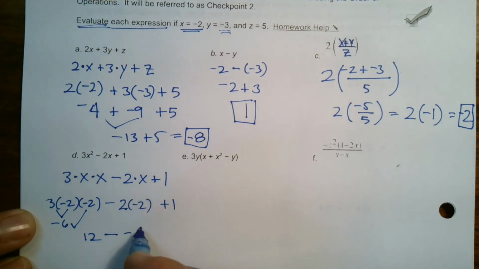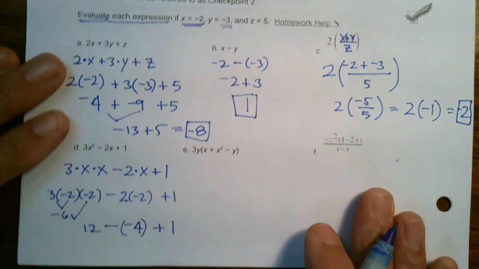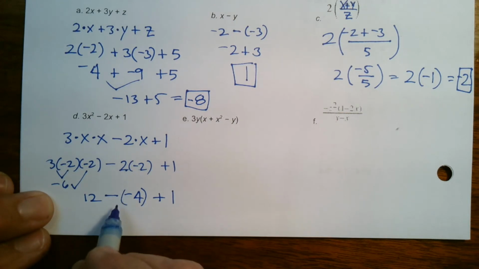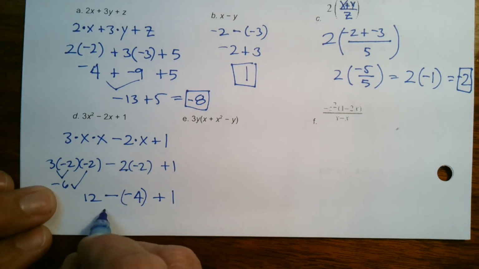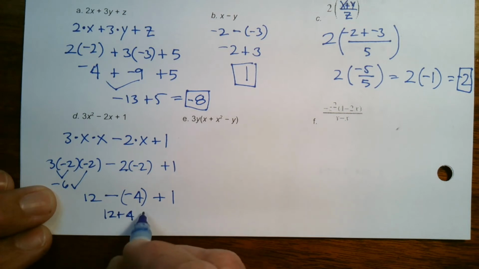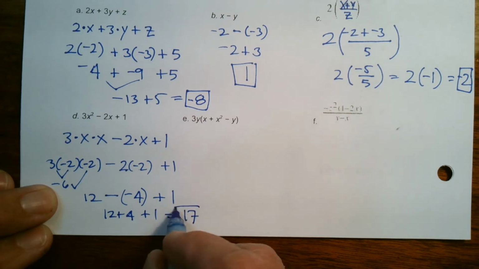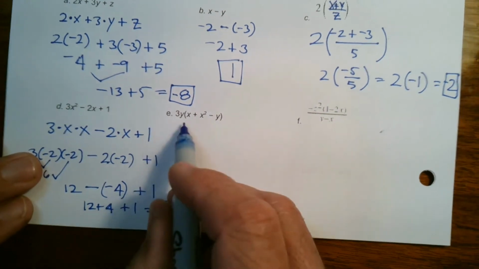Right? 2 times negative 2 is negative 4. So I have 12 minus negative 4 plus 1. Okay, so now I've got to continue on. Now I can go straight across. 12 minus negative. Once again, it's another double negative. That really means 12 plus 4 plus 1. So 12 plus 4 plus 1 is equal to 17. So there's my answer for D.